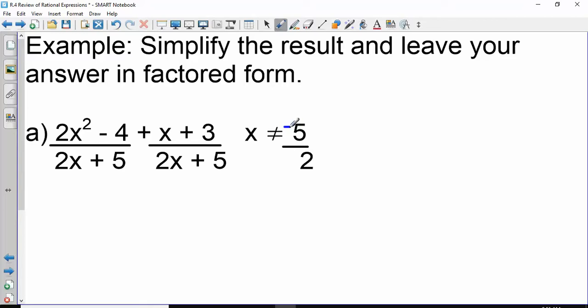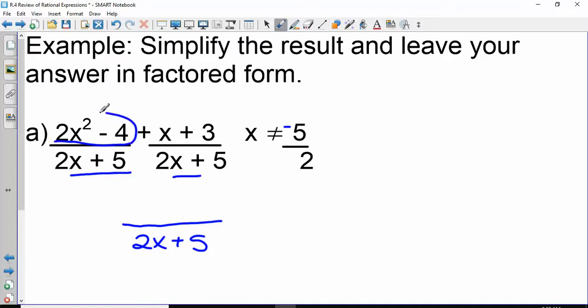Does it have any impact on how we add or subtract? No. So a lot of times on the Math Excel, they're going to give you extra information like that. They'll have the domain. Don't let it confuse you. You're still just adding these fractions. To add, I need a common denominator. What do you notice? It's already the same. So I'm just going to jump right into adding. When I put these together, the denominator does not change. So it's still 2x plus 5.